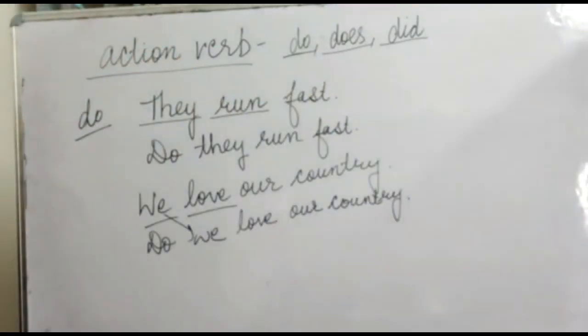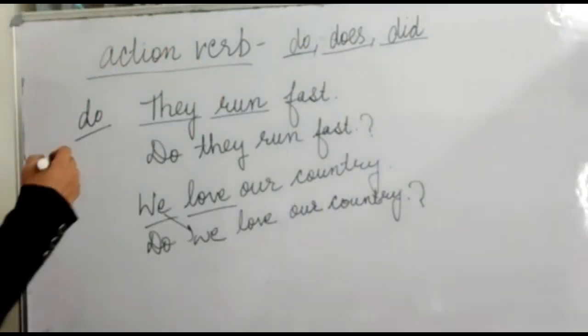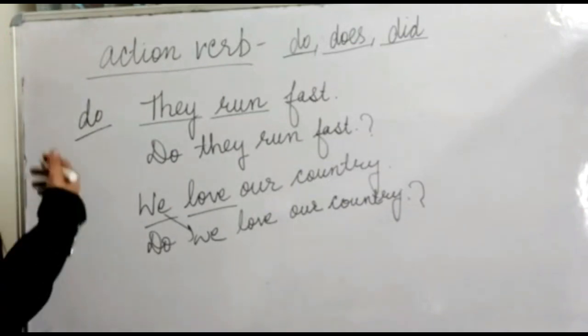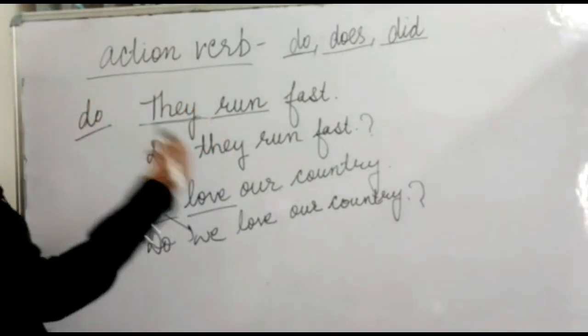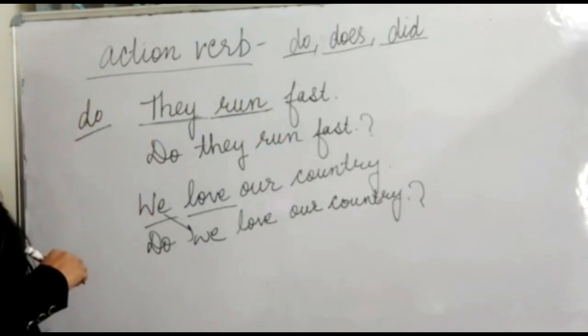Now, is there anything still missing in these sentences? Yes, these are the question marks. If we don't put the question marks in the end, then they are not complete interrogative sentences. So this is how we change the sentences with the plural subject and the present verb into interrogative sentences.